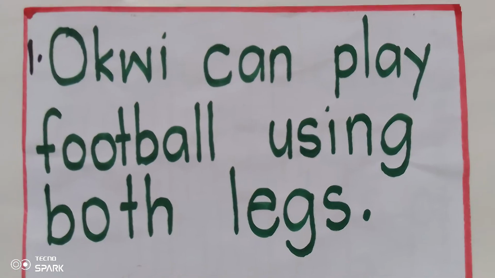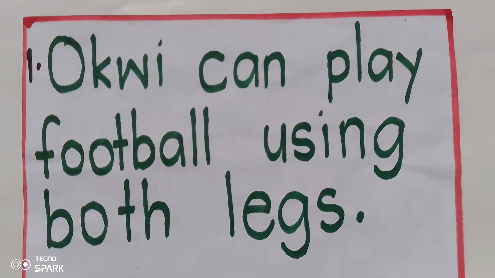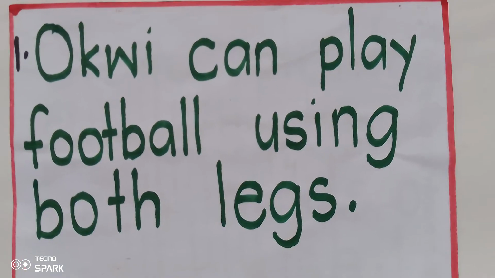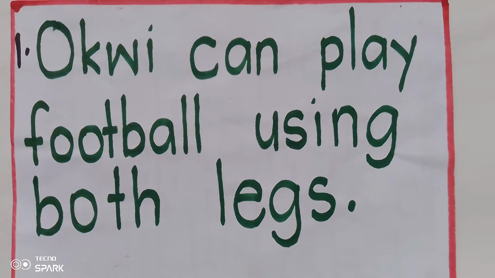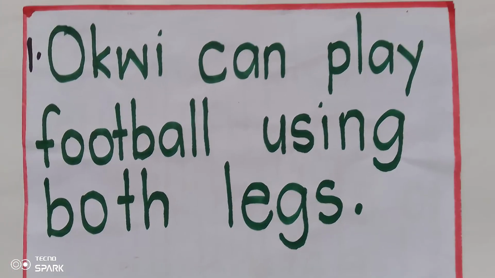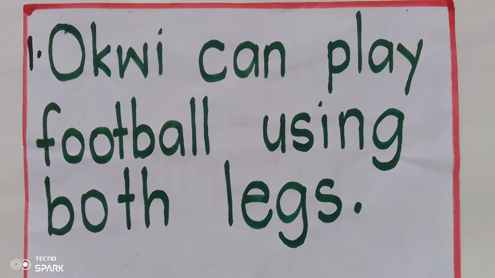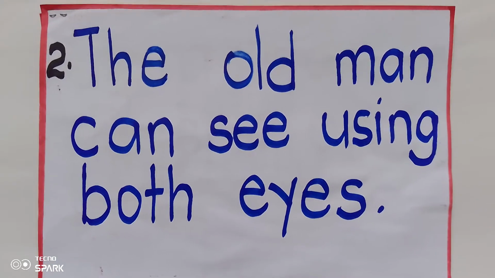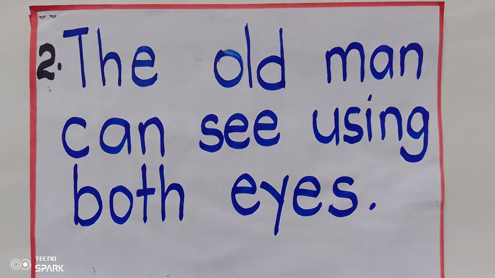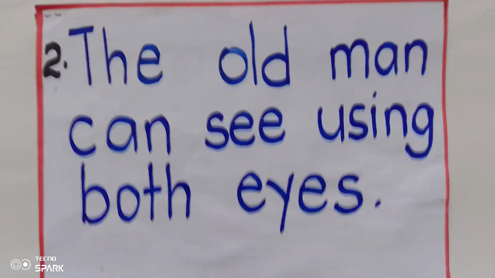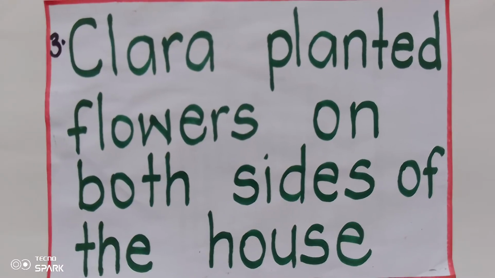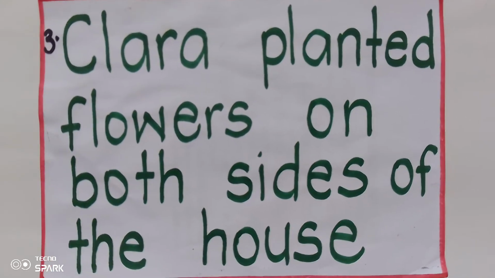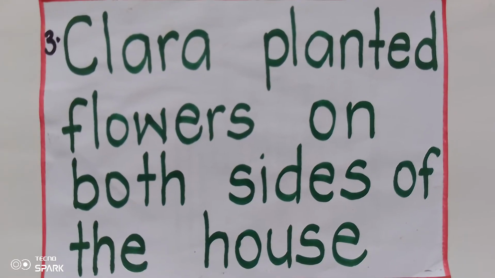Learners, here is our activity. We are going to use either to replace both in all the questions. 1. Okwi can play football using both legs. Number 2. The old man can see using both eyes. And finally, in our number 3 today, Clara planted flowers on both sides of the house.